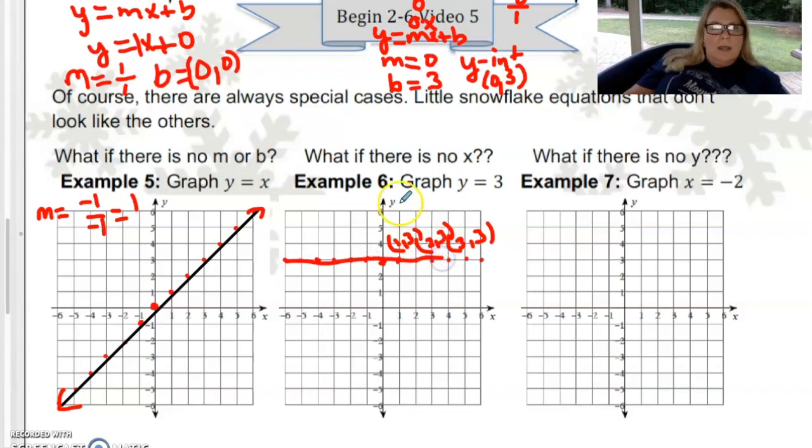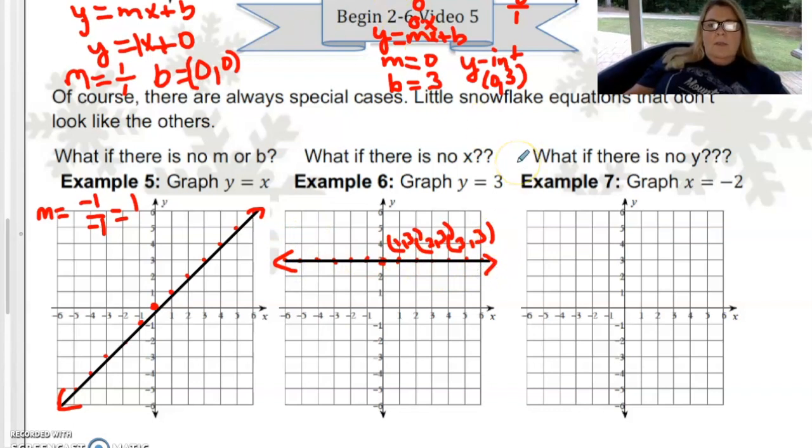And I told you guys to do a ruler, and I didn't pick up my ruler. Okay, so here you're going to draw the horizontal line, connecting those dots, and put your arrows on the end of it to show that it continues on.